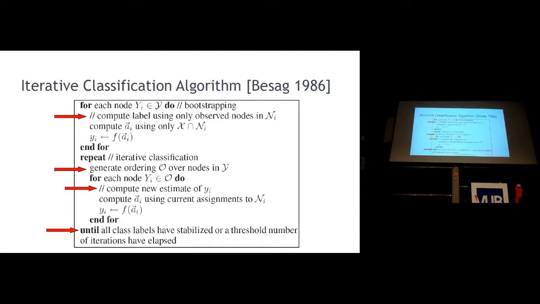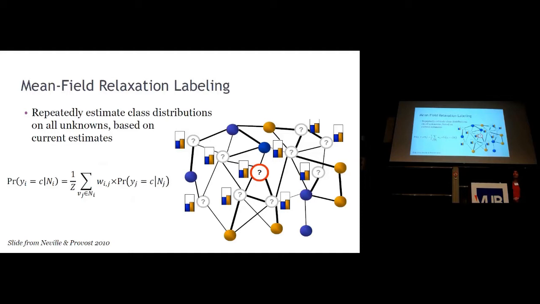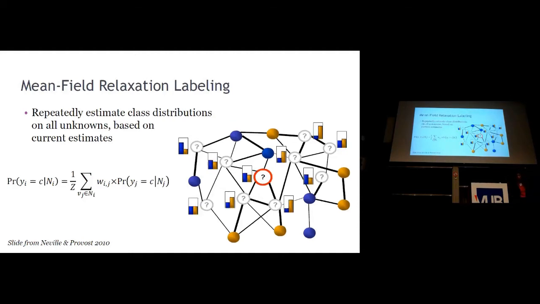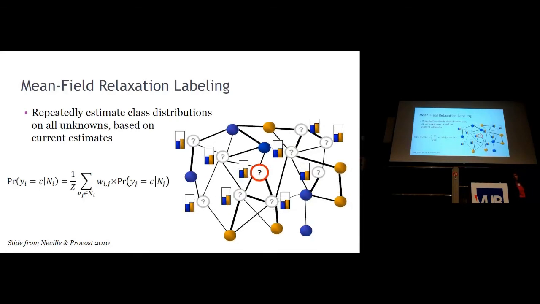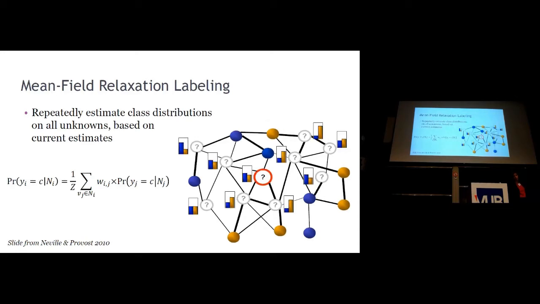This is fairly simple. The mean field relaxation labeling is similar to that, except that I'm going to pass probabilities around. So I want to know what this node is. I have some probabilities, some guesses over the nodes that I do not know what they are. And then what I'm going to do is pass these probabilities around until such time as the probabilities don't change. So here I start, I'm going to pass the probabilities around, and that's going to change how much I believe I belong to a class. That's based on this equation.